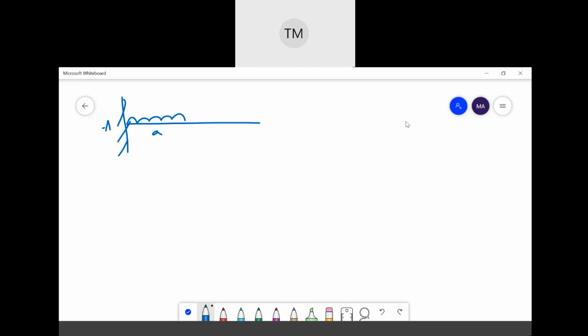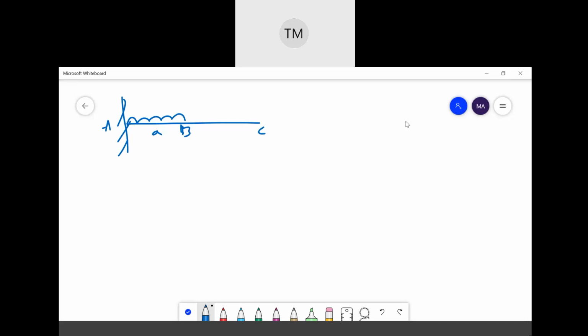Here you are going to derive the cantilever with a UDL at some distance a. Cantilever with UDL at some distance a. So here it is A, this one is B, and this one is C.